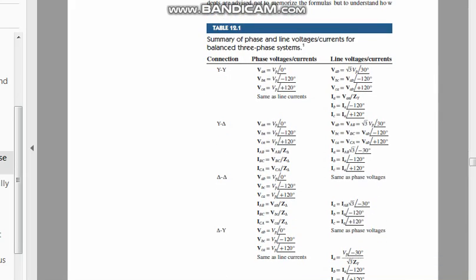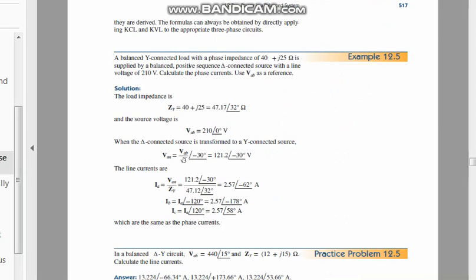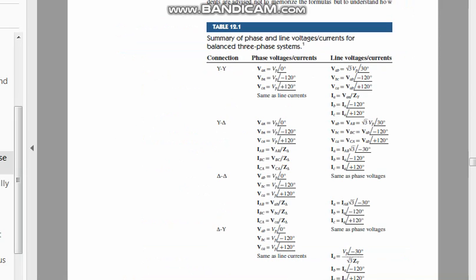That is the chart that you should keep in mind. Table 12.1. Make a snapshot or get the page number 516 or 539 in your book. You can get all connections and their equivalent equations to solve the maths.